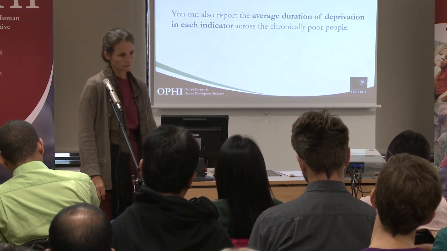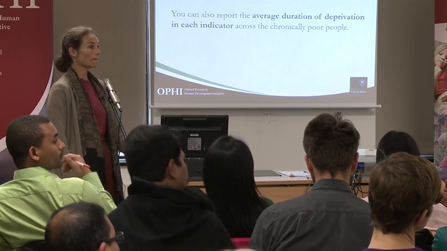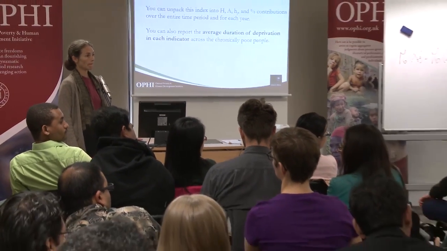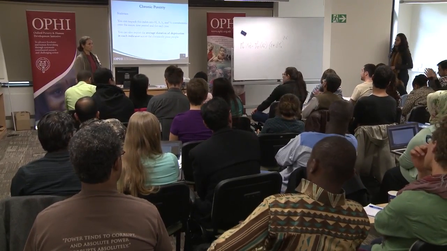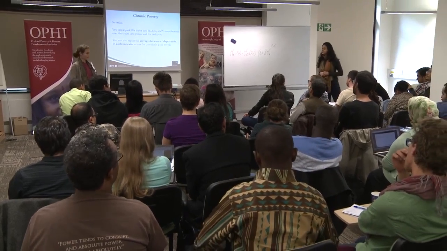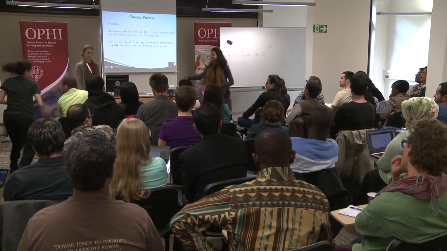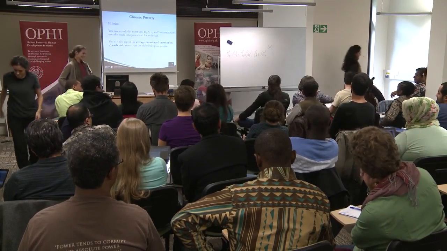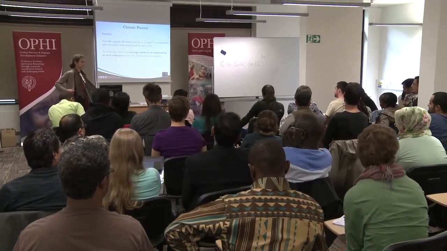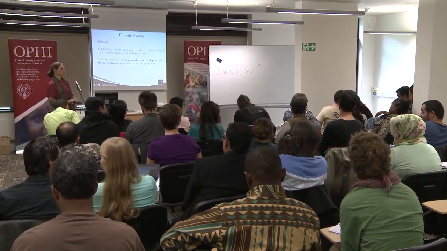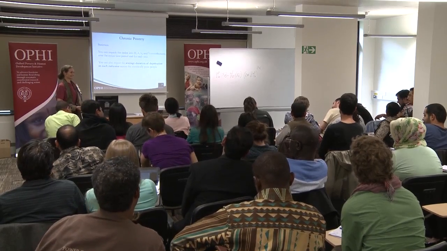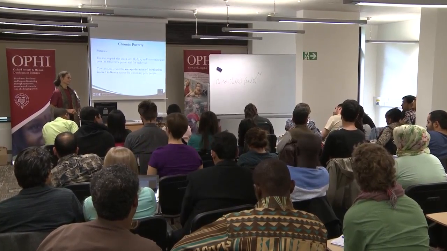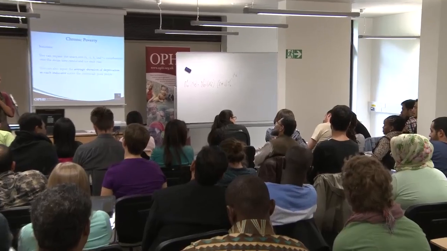Yeah? I'm sorry. If we define the cutoff as two, and if in the first two time periods the person is poor, but not in the third and fourth, then we will accept them as poor or not poor when the cutoff is two.